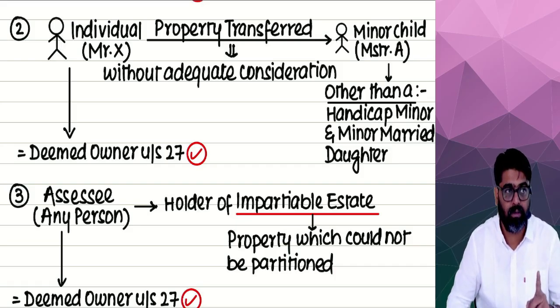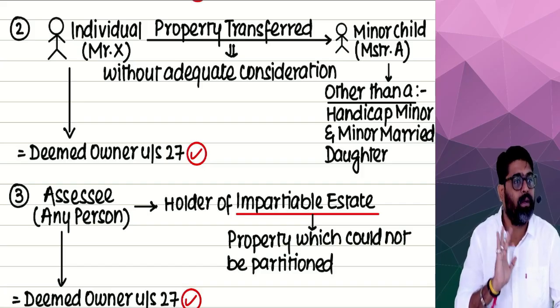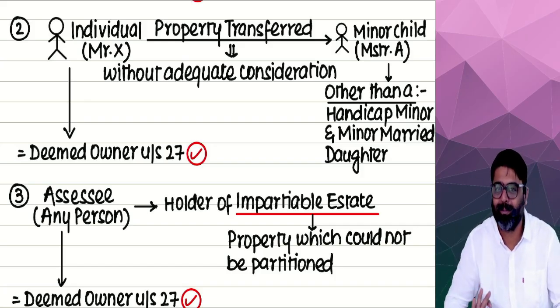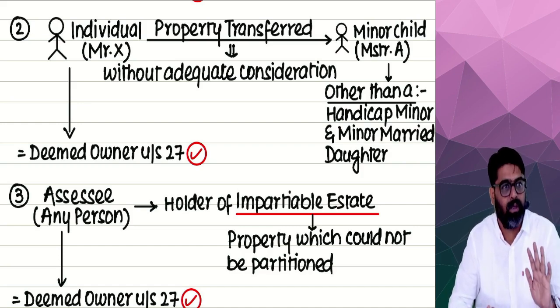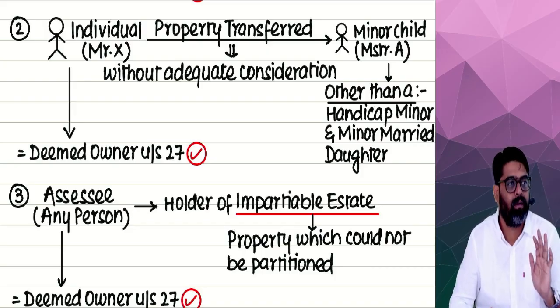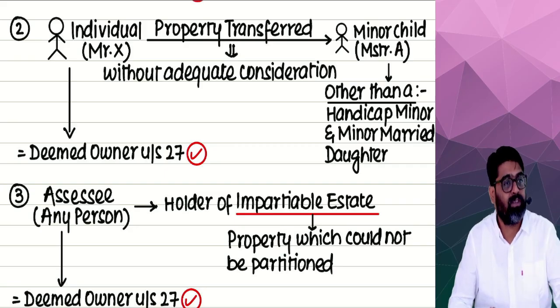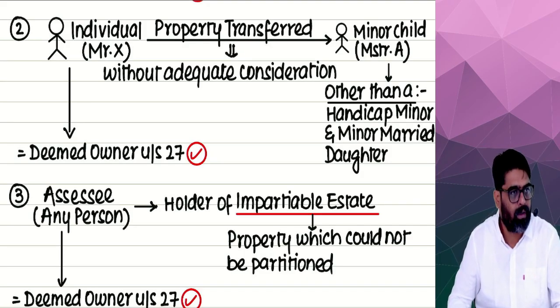If the minor is a handicap minor or a minor married daughter, then Section 27 will not apply and you will not be treated as deemed owner. So what is the logic for this? Logic you will come to know in the clubbing chapter. So right now, just remember these two exceptions. If any other minor is there, the minor is not a handicap, not a minor married daughter, and to such minor you have transferred your property, only then you will be treated as deemed owner. Yes or no? Now one question is coming.